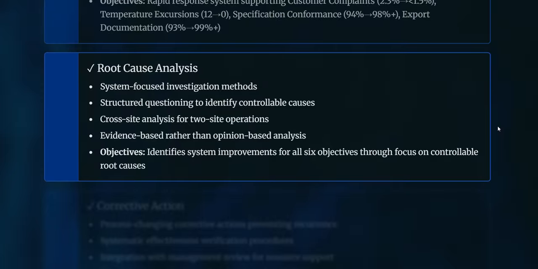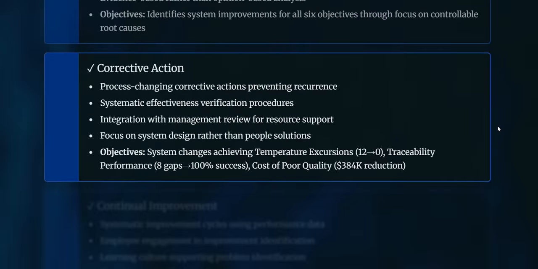causes. Then we do have corrective actions to be checked, and it must include process change, corrective actions preventing recurrence, systematic corrective action verification procedures, integration with management review for resource support, and focus on system design rather than people solutions. The objective to achieve with corrective actions includes system changes achieving temperature excursion, for example, traceability performance, because of poor quality.